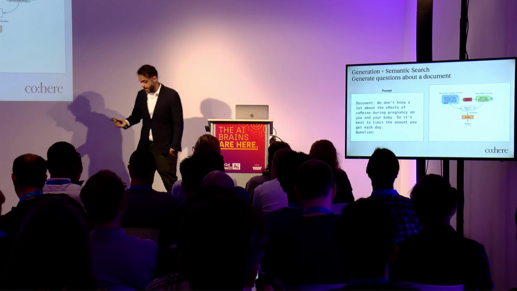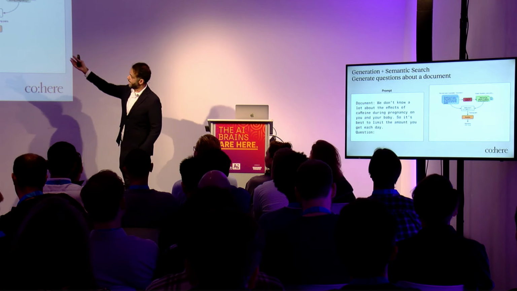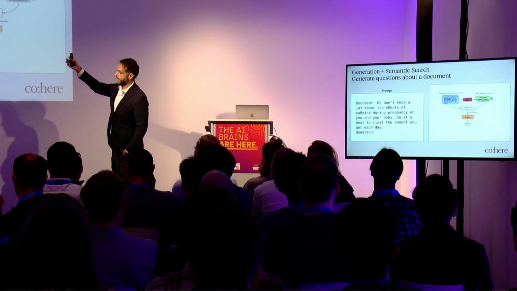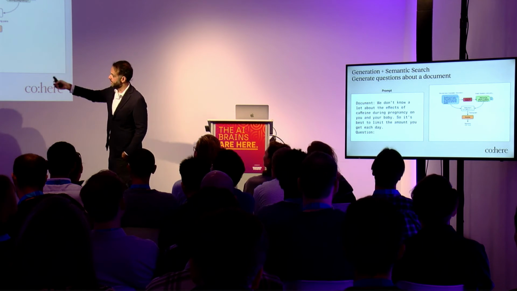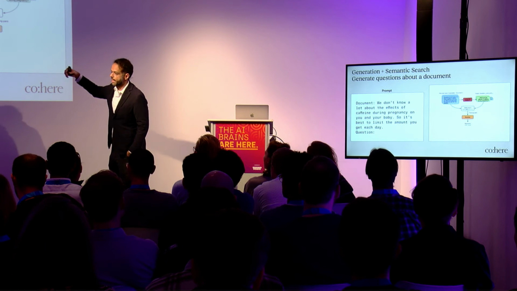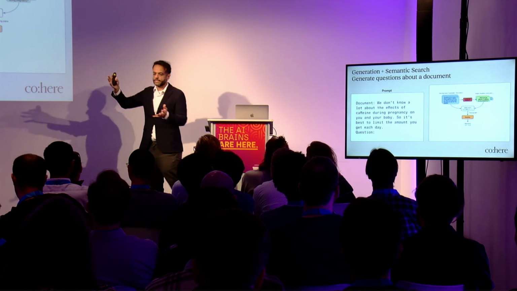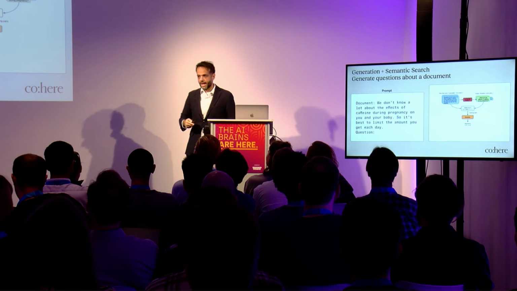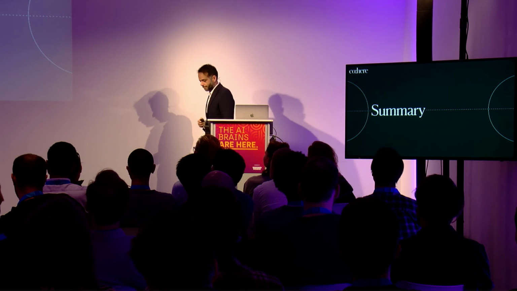How this improves semantic search is that you get a document, you present it to the generative model saying, okay, this is a document, generate a question about this. And that augments your data set, and you can have much better semantic search models.